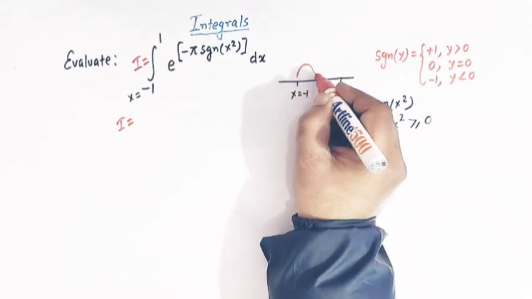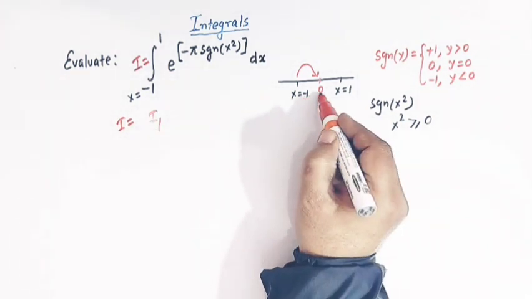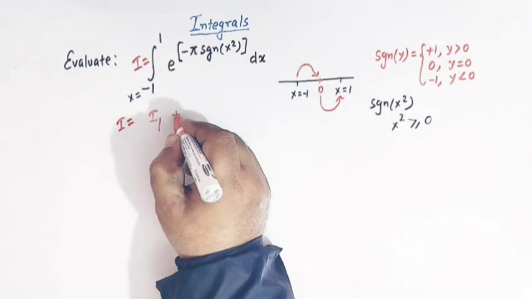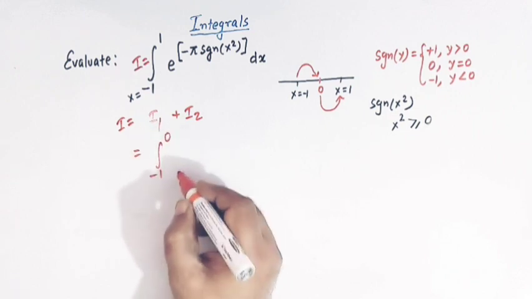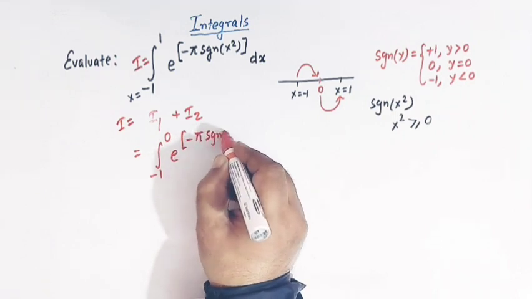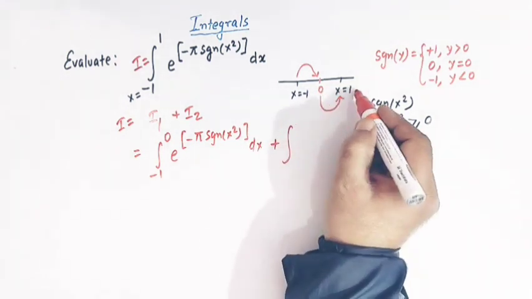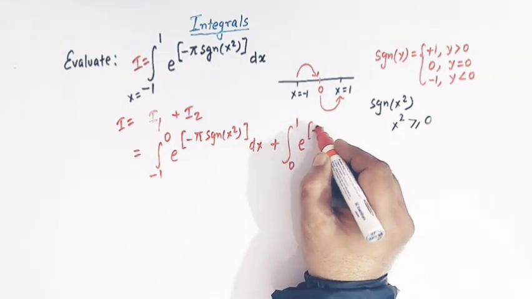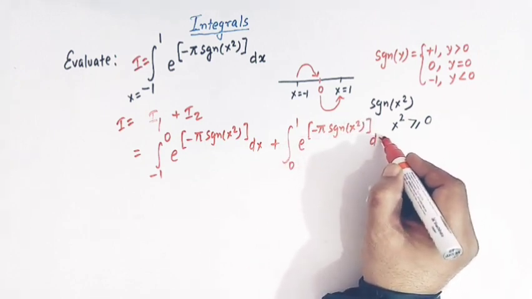So let us first write the integral number 1, that is I1 from minus 1 to 0. Then we can take the second integral from 0 to 1, which is I2, right? So I1 is from minus 1 to 0, and we have e raised to greatest integer of minus pi signum of x square, and here we have dx, and then I2 is from 0 to 1, e raised to greatest integer of minus pi signum of x square, and here we have dx.